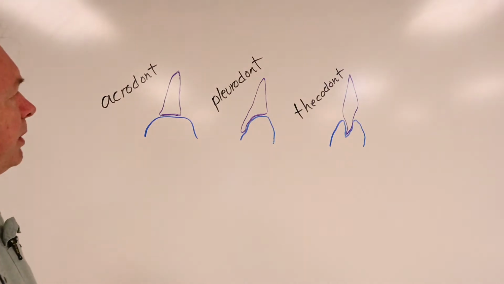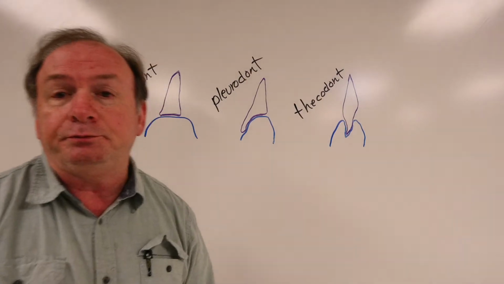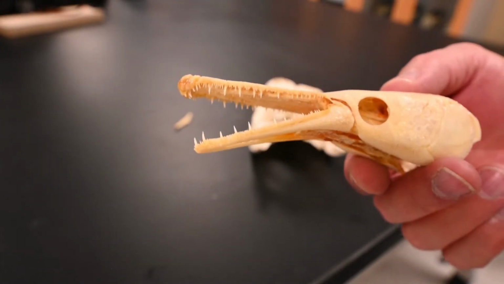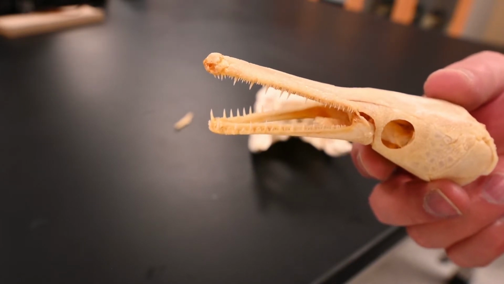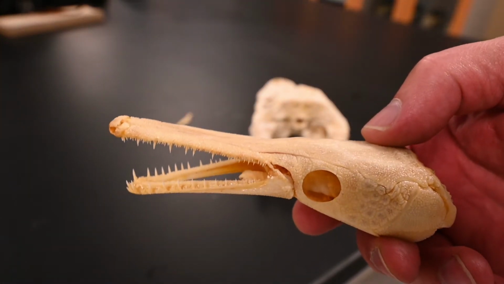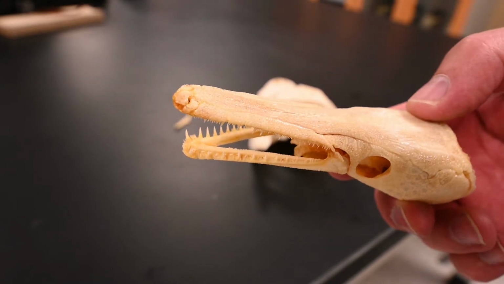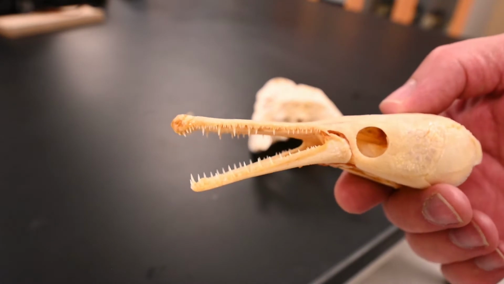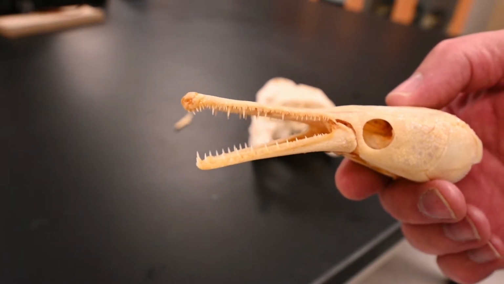So let's look at some actual examples of acrodont, pleurodont, and thecodont teeth. Here's our first example of tooth attachment type. I hope you can see that in there. This is the acrodont type of dentition. Acrodont. It's attached right on the rim of the jaw, the way it's connected there. This is a gar fish. So straight pointed needle-like teeth set right on the rim of the jaw.